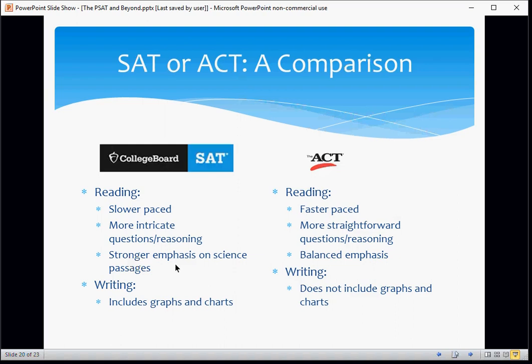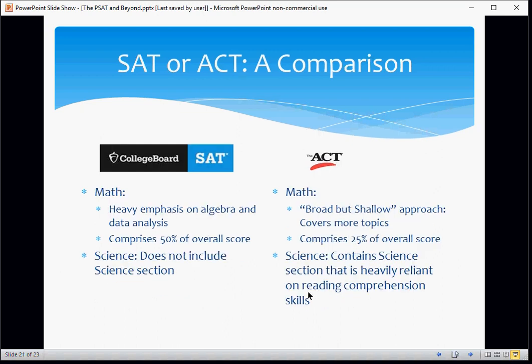The ACT has a second science section, which the SAT doesn't have. But on the SAT, you'll find science questions throughout the test. The writing portion of the SAT includes graphs and charts. On the ACT, it does not, because again, that's going to be in the science section.